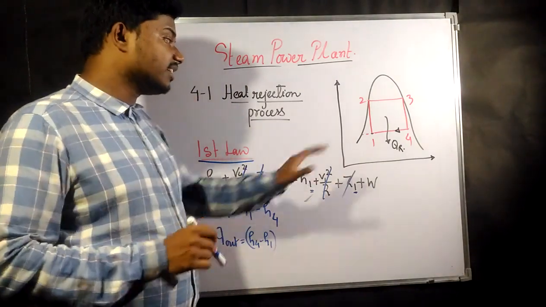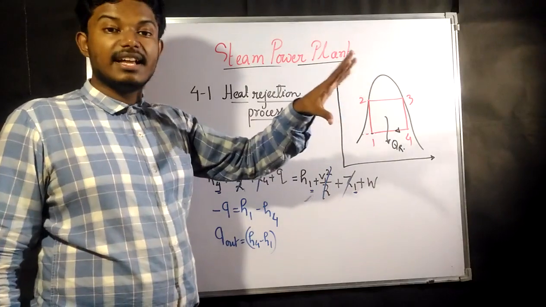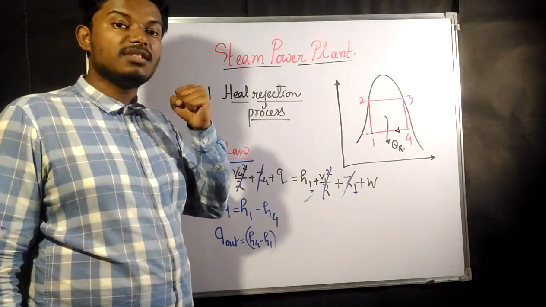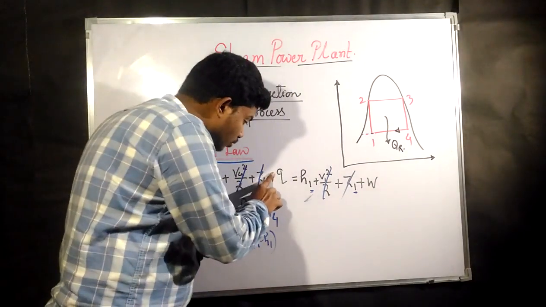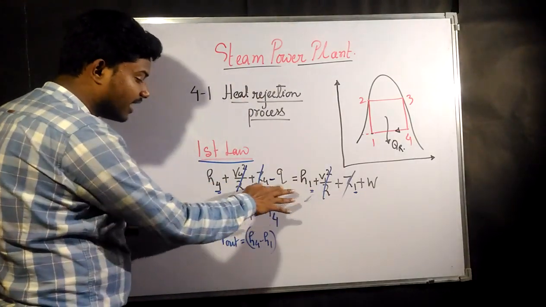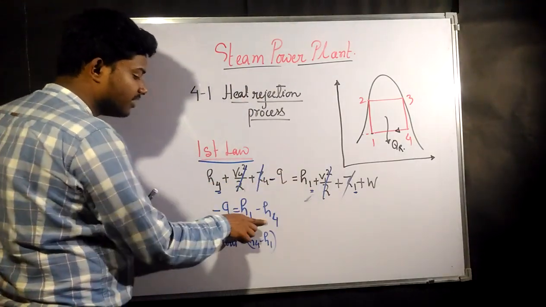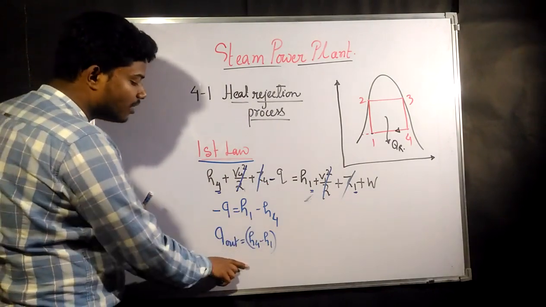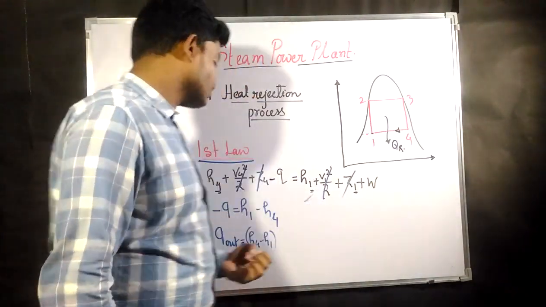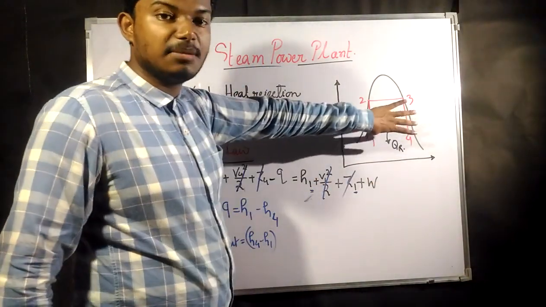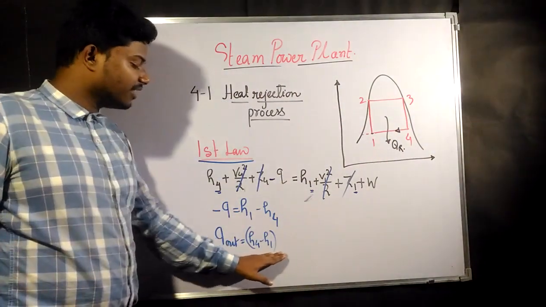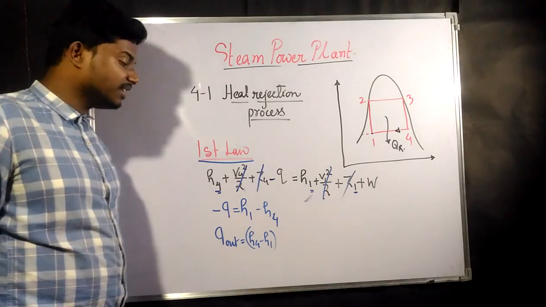Another thing is, in the condenser we reject the heat. Rejecting heat means heat is coming out of the system, which means it is always negative. So in place of plus it is going to be negative. From here we can write Q is minus, Q is nothing but H1 minus H4. So Q out is nothing but H4 minus H1. If you want to find the heat rejection, it is again the enthalpy difference between the two points H4 and H1. That enthalpy difference will give you the amount of heat rejected.